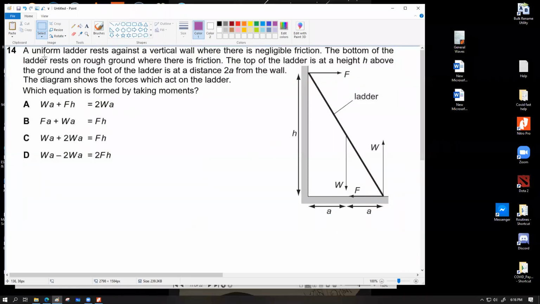The question says a uniform ladder rests against a vertical wall where there is negligible friction. The bottom of the ladder rests on the rough ground where there is friction. The top of the ladder is at a height h above the ground, and the foot of the ladder is at a distance 2f from the wall. So the wall has negligible friction, the ground has significant friction. Rough ground, smooth wall. The diagram shows the forces which act on the ladder. Which equation is formed by taking moments?